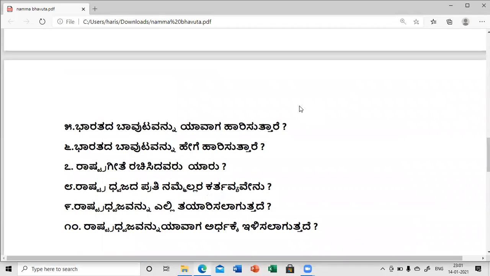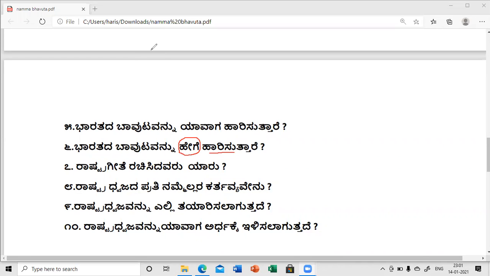Now the next one. ಭಾರತದ ಬಾವುಟವನ್ನು ಹೇಗೆ ಹಾರಿಸುತ್ತಾರೆ? So for the next question, it is hege. Hege indicates how. And again, harisuttare. So harisuttare is again hoisting. The flag hoisting is done harisuttare.